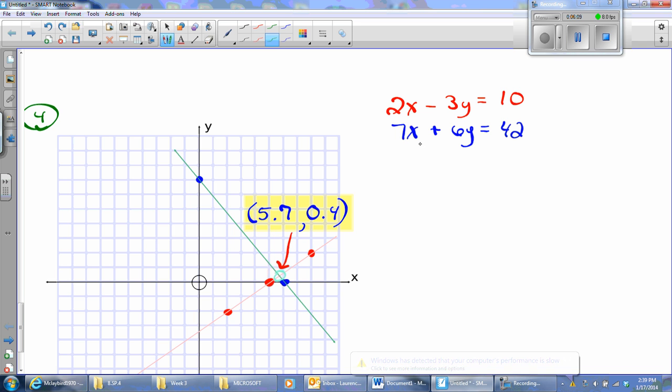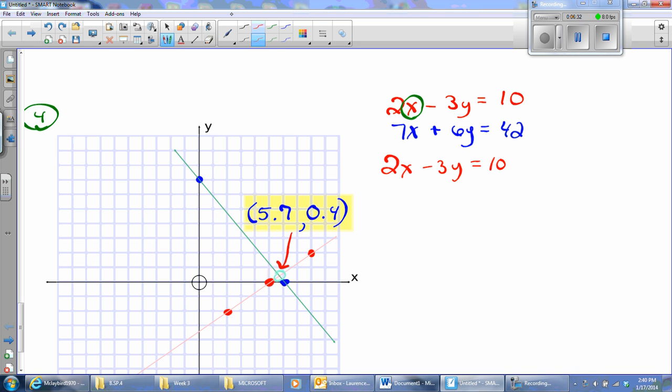I think by default, x is going to be the best one to solve for in the first equation, because 10 is divisible by 2, and 3 can be cut in half relatively easily. I can work with halves not too bad. So I'm going to write down this first equation, 2x minus 3y equals 10, and I'm going to solve it for x. So I'm going to add 3y to both sides.